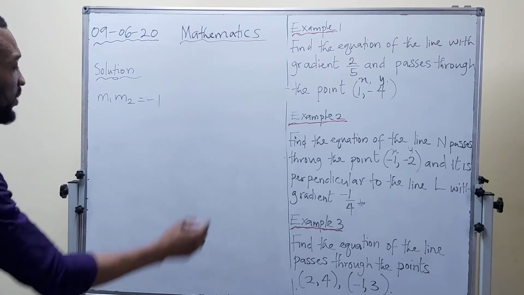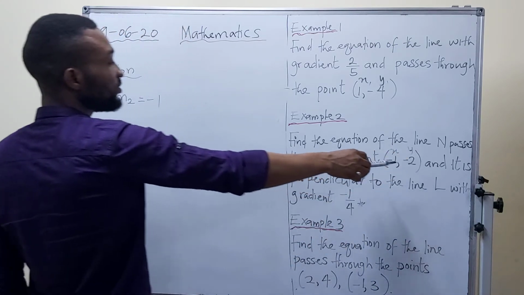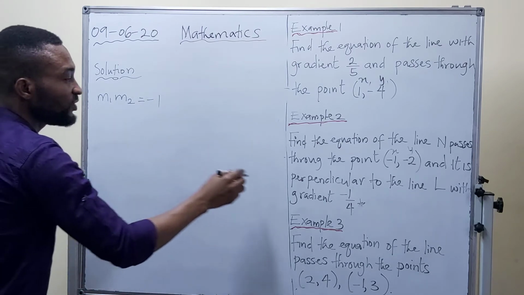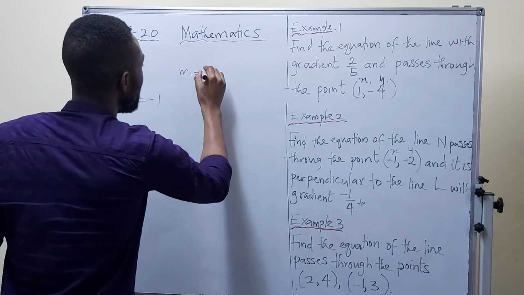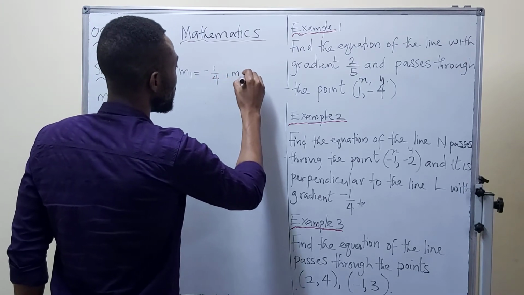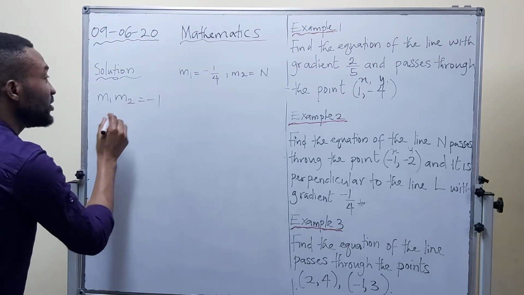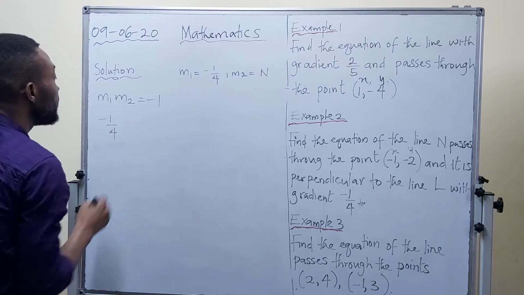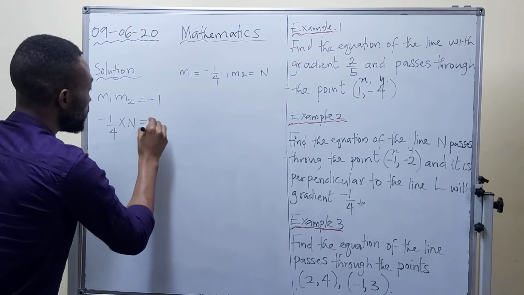So now I want to apply this. Now I want to get my gradient because the n passes through the point of this and it is perpendicular to L. So then I will apply this. Now let me consider my m1 is equal to -1/4. And let me say my m2 is equal to n. So now my m1, which is -1/4, times my n, is equal to -1.